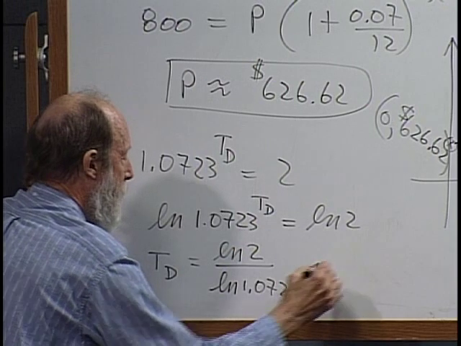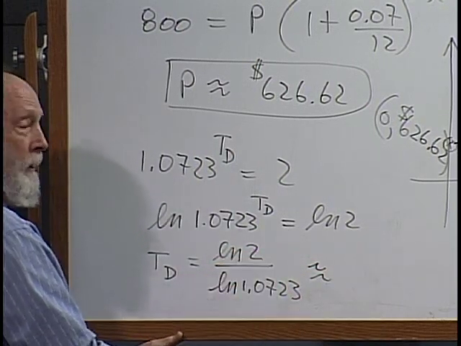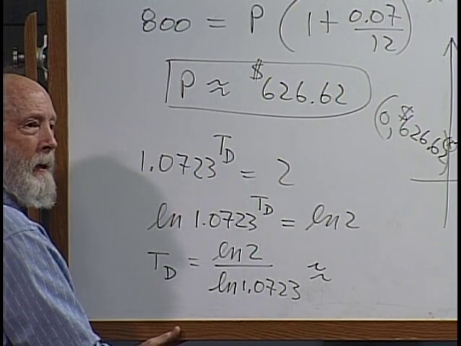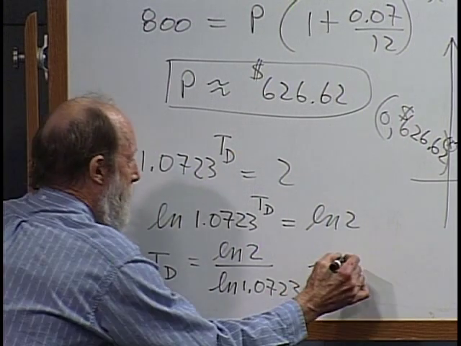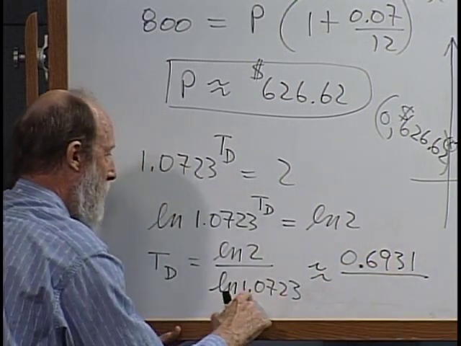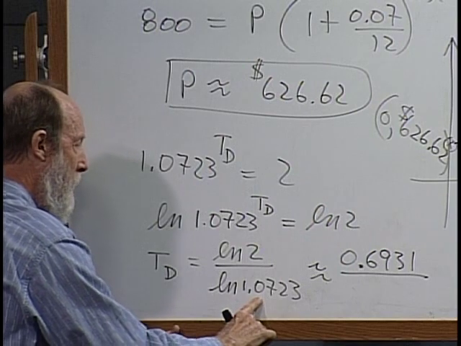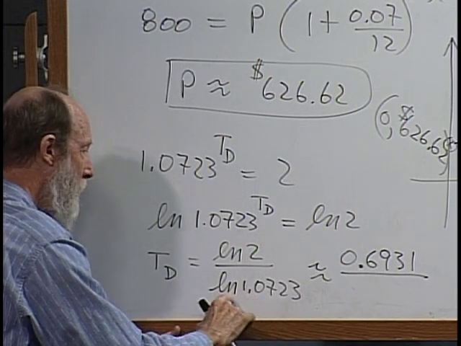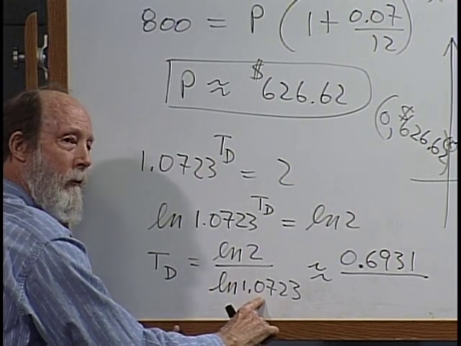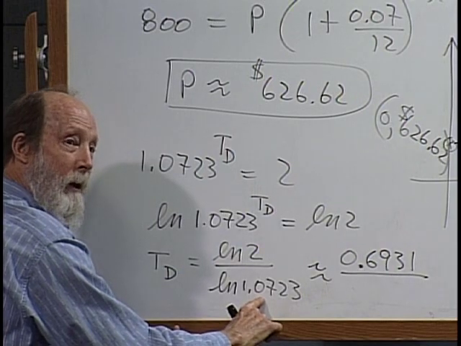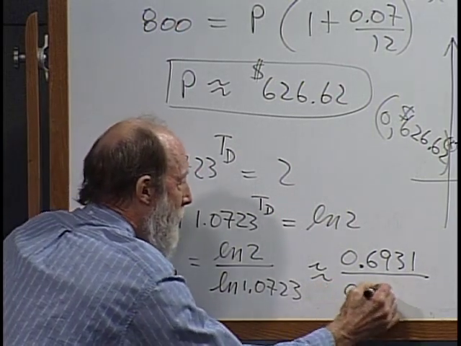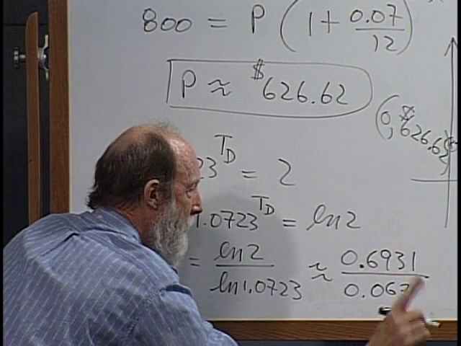Now, what I'd like you all to do is to punch the natural log of 2 on your calculator. 0.6931 approximately. And then the natural log of 1.07 should be a number very close to, think about it, the natural log of 1 is the exponent of e that gives you a number very close to 1. So that number has to be pretty small, doesn't it? What'd you get? 0.067. One more. 7.